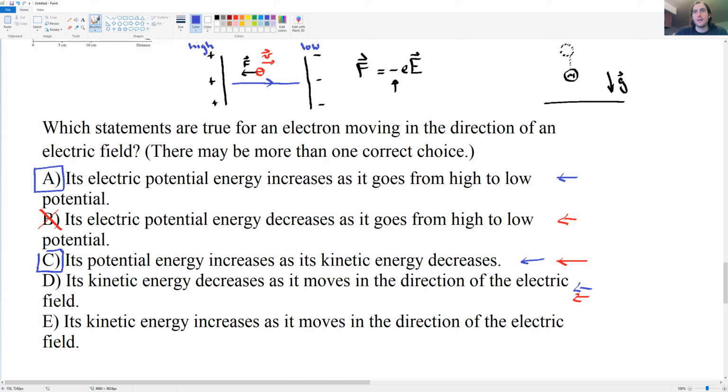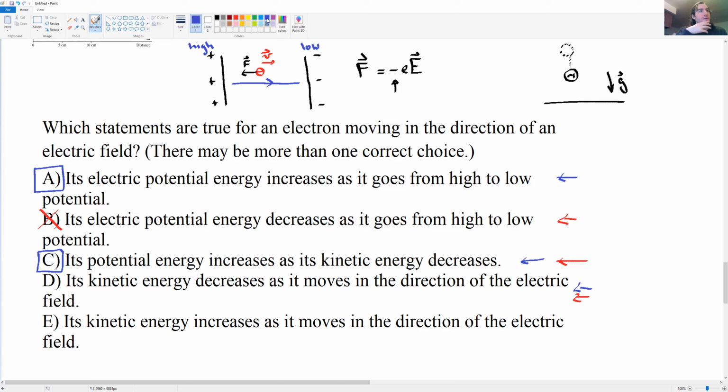C is true. Let's box that one. How about statement D? A lot of agreement on statement D as well. Its kinetic energy decreases as it moves in the direction of the electric field.